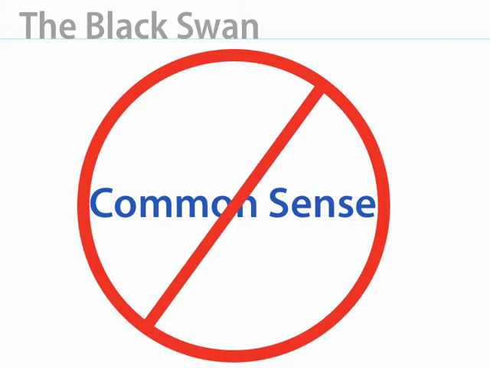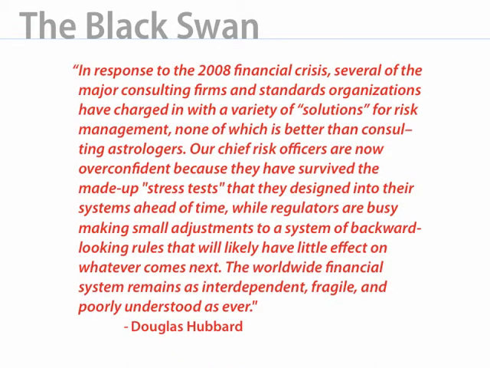Now let's look at the macro picture. Doug Hubbard, an expert on risk management, concludes that in response to the 2008 financial crisis, several of the major consulting firms and standards organizations have charged in with a variety of solutions for risk management, none of which is better than consulting astrologers. Our chief risk officers are now overconfident because they have survived the made-up stress tests that they designed into their systems ahead of time, while regulators are busy making small adjustments to a system of backward-looking rules that will likely have little effect on whatever comes next. The worldwide financial system remains as interdependent, fragile, and poorly understood as ever.